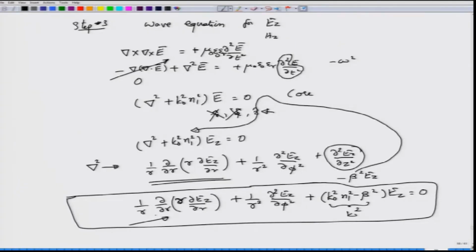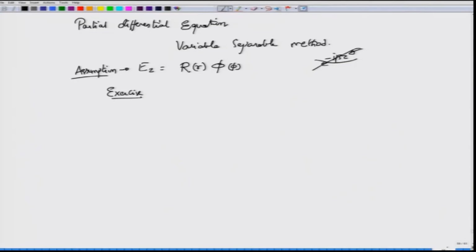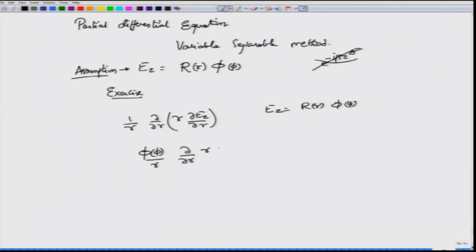Okay. Then the other equation is kind of very simple for you. So, what we have is 1 by r del by del r, r del Ez by del r, correct. Now, I substitute Ez equals R of r, Phi of phi, and these partial derivatives are with respect to r, therefore, Phi of phi can be treated as a constant when you are doing the differentiation with respect to r. So, you can put this out. So, there is a divided by r here because that is 1 by r multiplying the whole term out there. Then you have del by del r, r multiplied with.